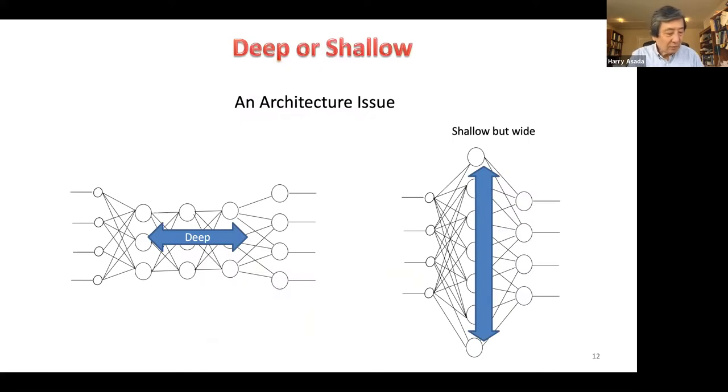Okay, now let's go to the main topic today. That's deep learning. Deep or shallow is an important architectural issue. What I mean by deep is that we have many, many hidden units, so we extend the neural nets in this direction. The shallow neural net means that typically we have only a 3-layer neural net with one hidden layer, but we increase the number of hidden units. As I showed previously, as you have more hidden units, it's typically better in performance, right? So which one is better, and which one should we pursue?